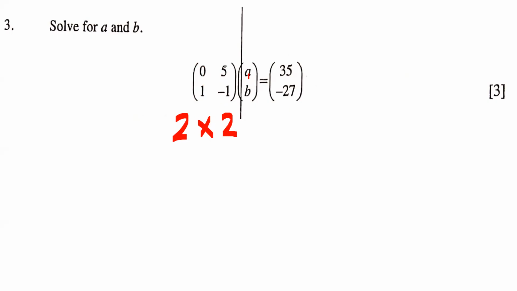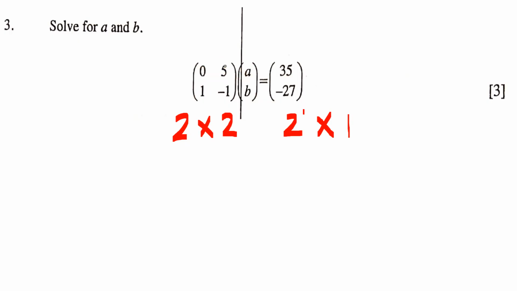Let's look at this matrix. This matrix has 2 rows, and this matrix has 1 column. So that's going to be a 2 by 1. So again, this matrix has 2 rows, 2 columns, so it's a 2 by 2 matrix. This matrix right here has 2 rows and 1 column, so it's a 2 by 1 matrix.